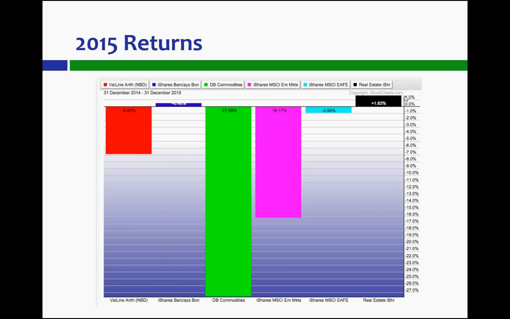And so examining all of this performance, other research sources such as Bianco Research just concurred that 2015 was the toughest year for having an asset allocation strategy in almost 80 years. And even Warren Buffett himself had his worst year since 2008, down more than 12% in 2015.